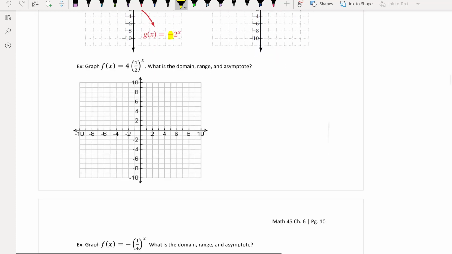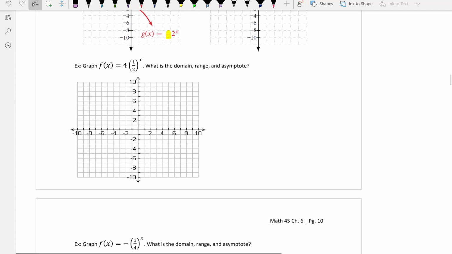Okay, so we want to graph this function now. And again, you guys always have your graphing calculator. So you can say 4, parentheses, and now you have your fraction. And your fraction is the 1/2 that you're going to plug in. And you'll make it to the power of x. So when you press graph, you can see what that graph is going to look like.